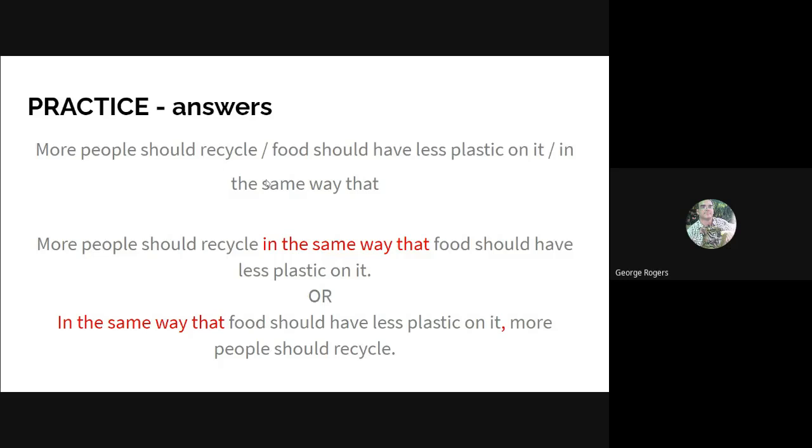More people should recycle. Food should have less plastic on it in the same way. So in the same way is a subordinator. And so they're saying more people should recycle. That's the independent ideal. Food should have less plastic on it. So they're kind of saying the recycle is more important ideal in the same way that food should have less plastic on it. If we start with the subordinator in the same way that food should have less plastic on it, we'd have to have a comma. More people should recycle.